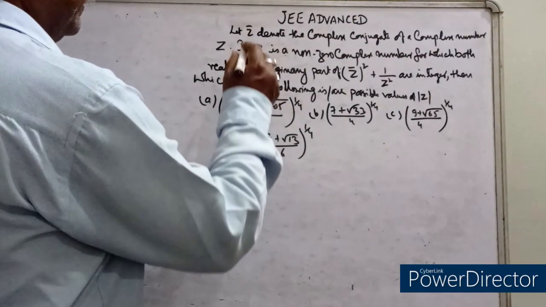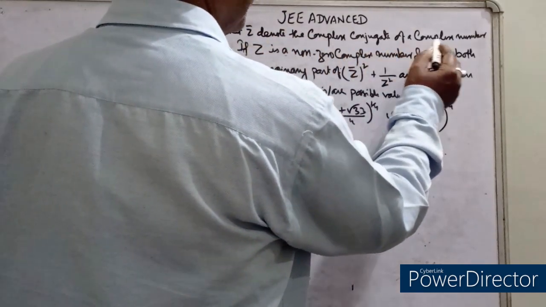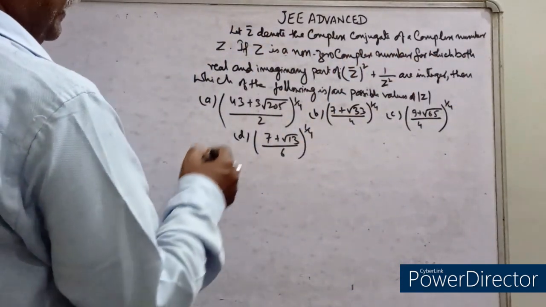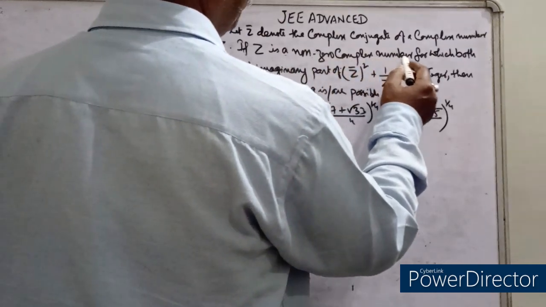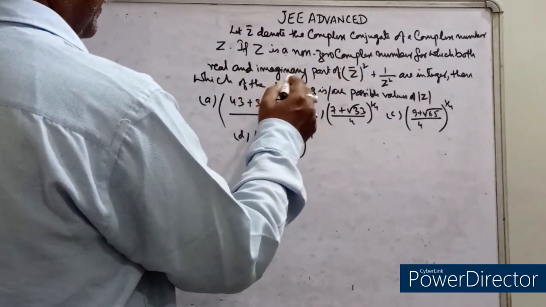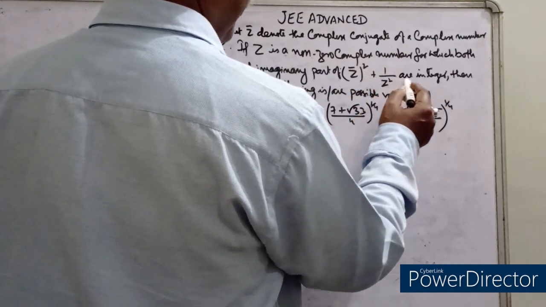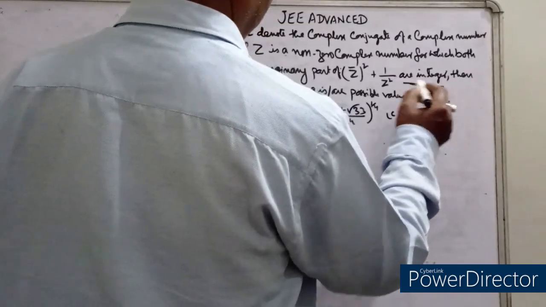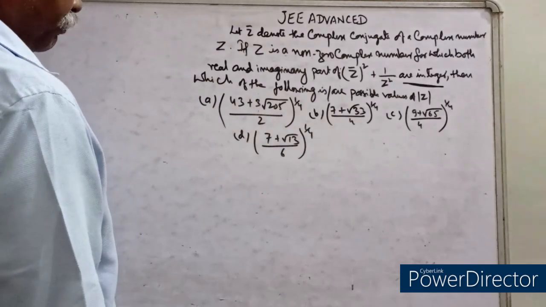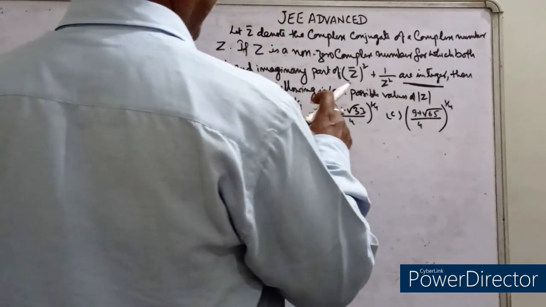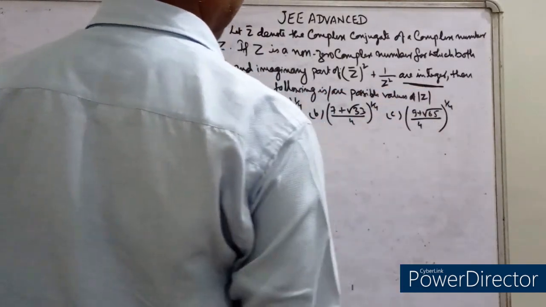Now, let z bar denote the complex conjugate of a complex number z. If z is a non-zero complex number for which both the real and imaginary parts of z bar square plus z square are integers, then which of the following is or are possible for modulus z?